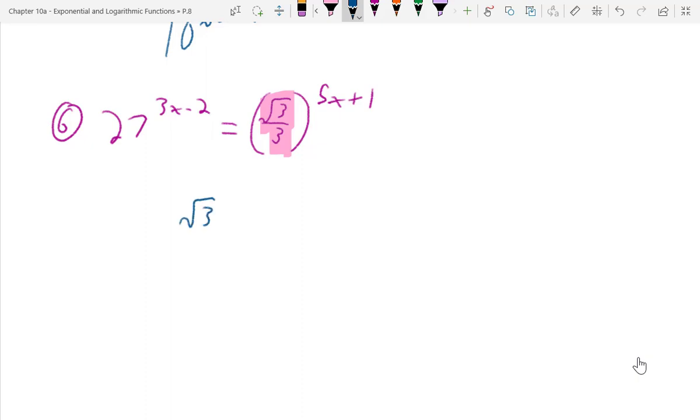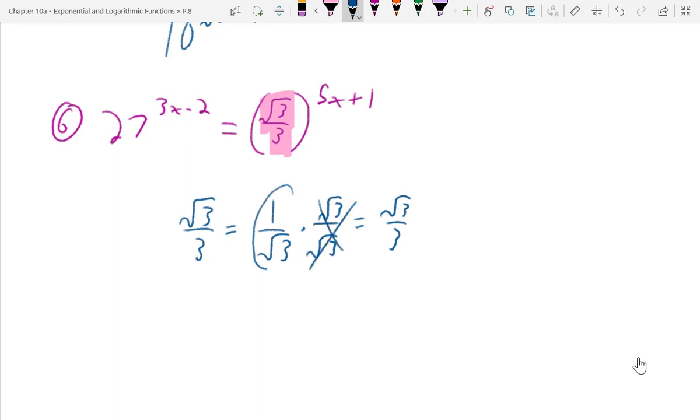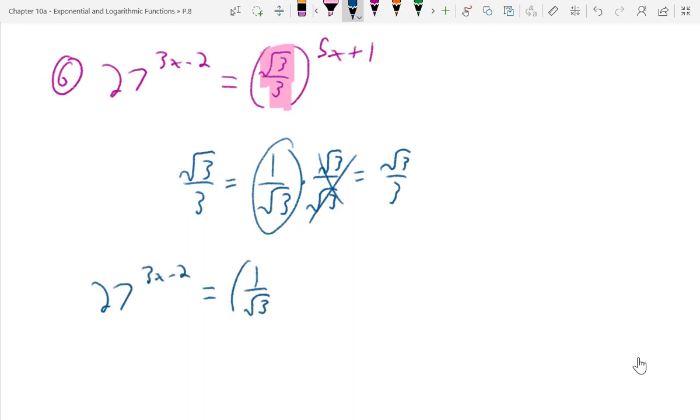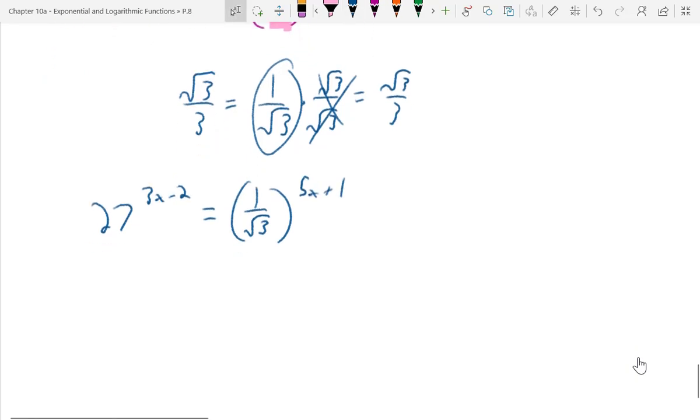But if I remember that root 3 over 3 came from 1 over root 3, and how would you know that? Well, because you've done 1 over root 3 so many times, or 1 over root 2, or any of those, that you may recognize that if I multiplied by root 3 over root 3, I would get root 3 over 3. But I don't want to do that. I want to keep it as 1 over root 3 for this problem. So I'm going to rewrite the problem. 27 to the 3x minus 2 is equal to 1 over root 3 to the 5x plus 1.